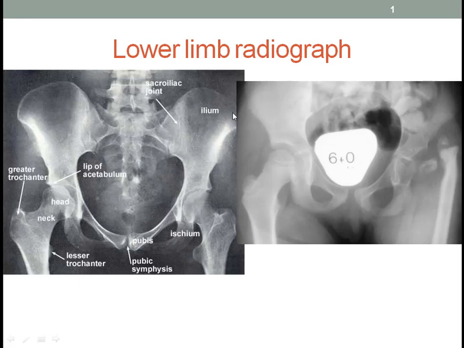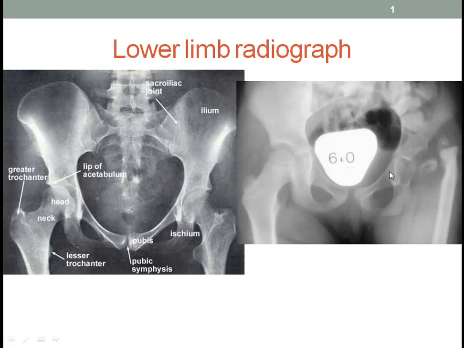This is the ilium, and at the top here we have the iliac crest, and this is the site of the sacroiliac joint. This is the sacroiliac joint. And here this is the sacrum. You can see this is the lumbar vertebra, lumbar L5 and L4. This is the neck of the femur, head, lesser trochanter and greater trochanter. Between the two pubic bones, here we have the symphysis pubis.